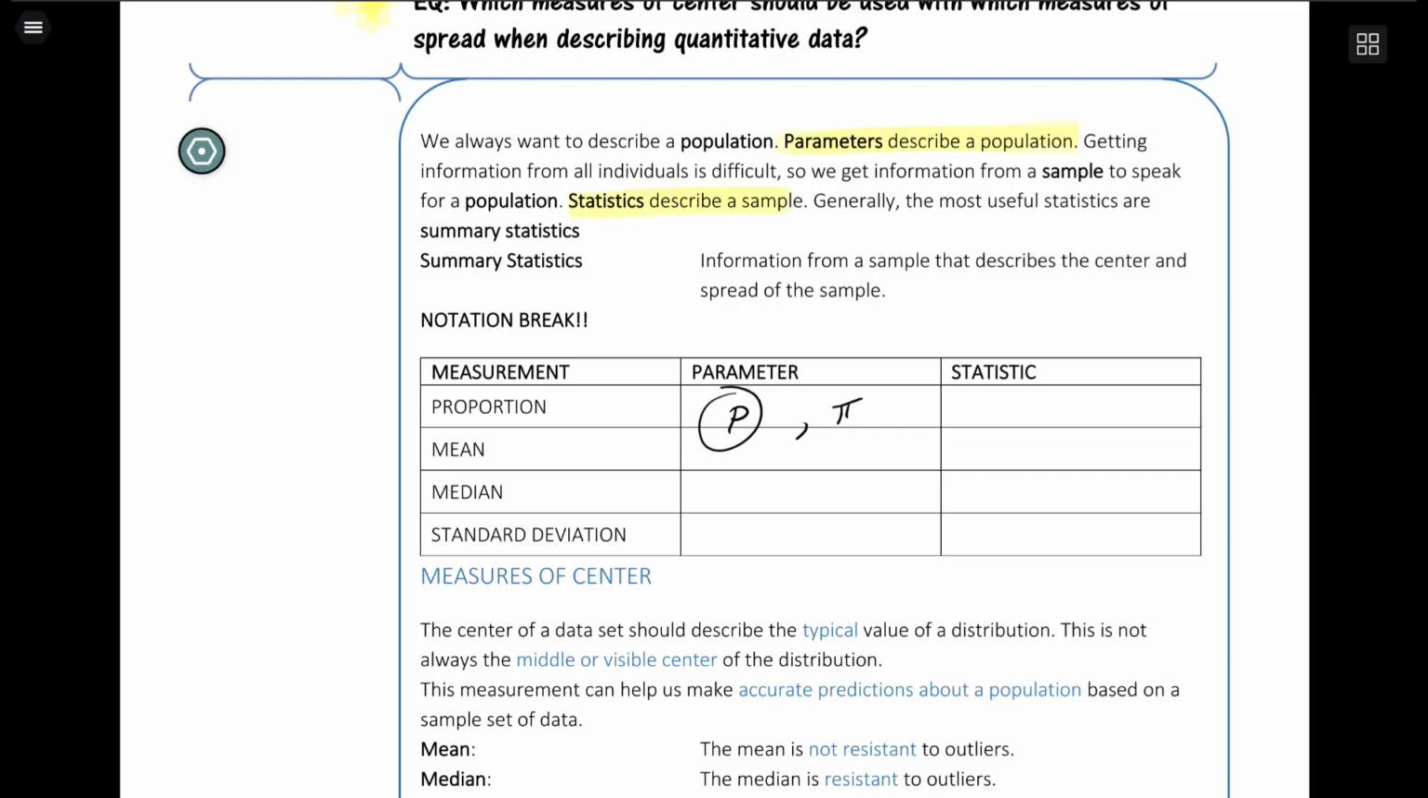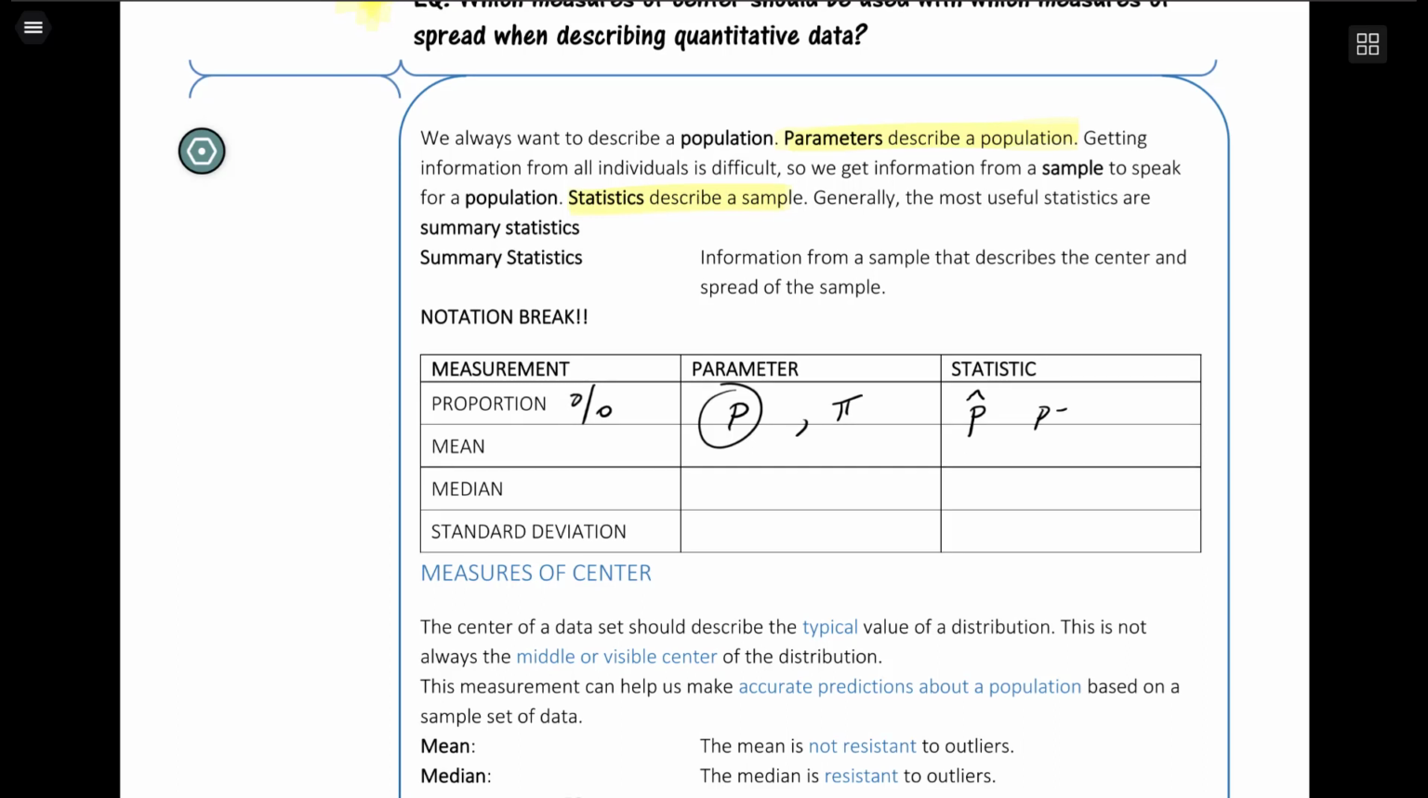Okay? Remember proportion, this is where we're talking about the percentage of individuals that might take on a certain value. When we're talking about the proportion from just a sample of individuals, we're going to be looking at this, and it's called p hat. Not fat, but p hat is how we pronounce this guy. Now, when we're talking about the mean of all individuals in a population, sometimes this is known as the true mean. For the true mean, we are going to use the Greek letter mu.